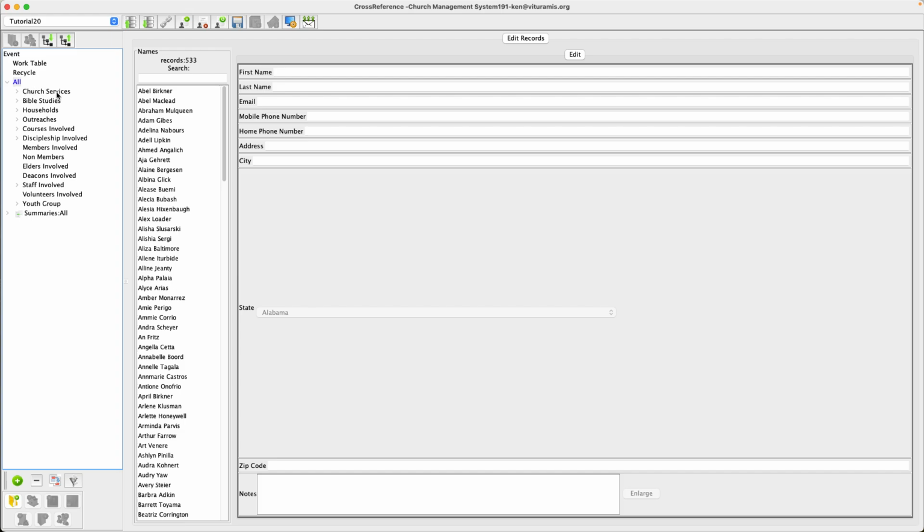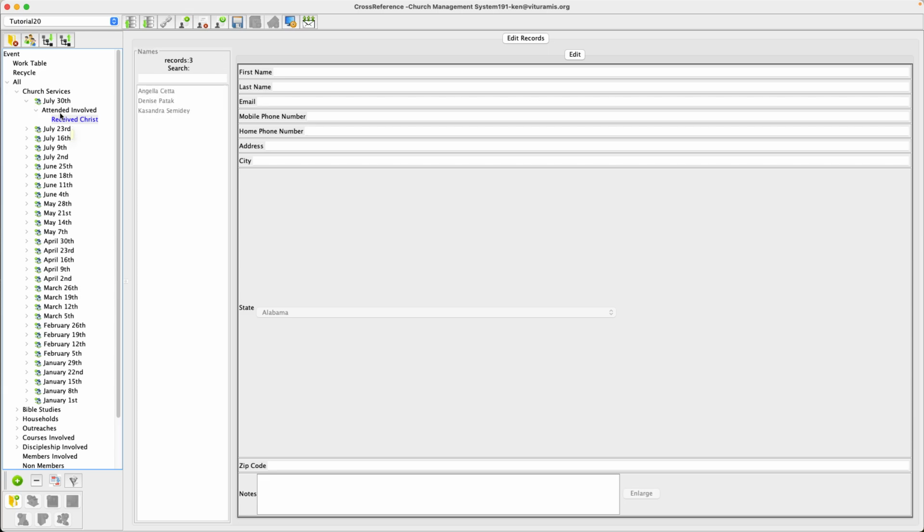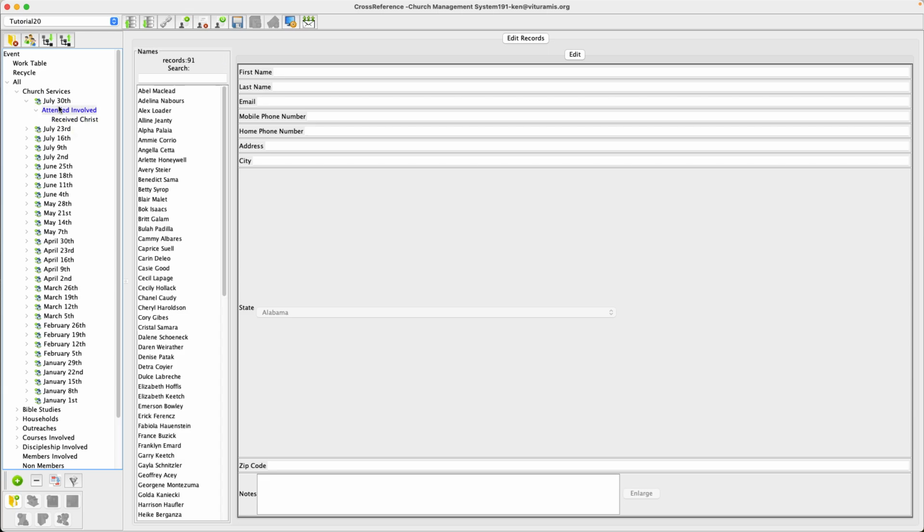So when we want to model a church, we model it over the things that are similar and common to churches everywhere. For example, if I go over into churches, you can see we have church services. Every church wants to track attendance. This is how we do it within CrossReference. We add a service, and then we go ahead and add attended and those who received Christ. And of course, those who receive Christ will appear in attended as well as being received as having received Christ, and then the service as a whole.